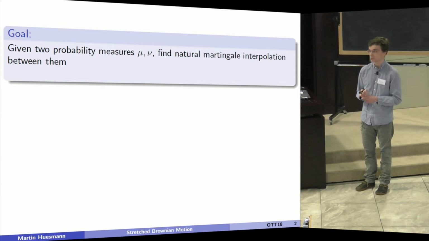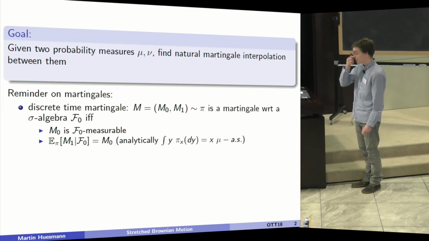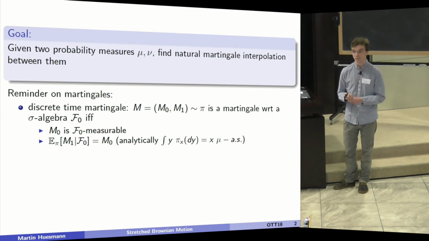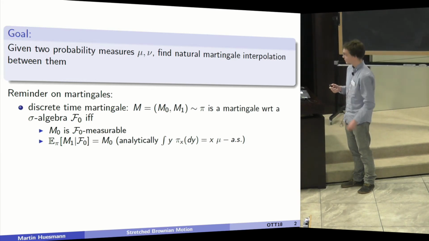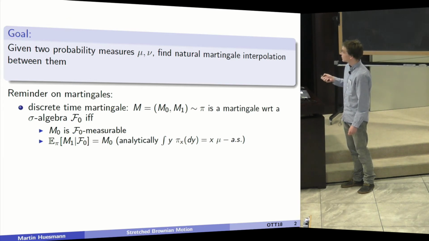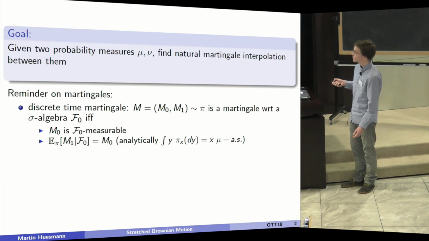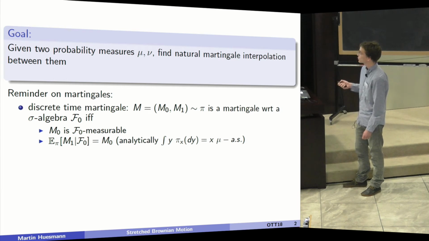Now this audience is quite diverse, so let me give you a very quick reminder on martingales. I don't expect any of you to be an expert, so if you have any questions in between, just stop and ask. The very basic object is a discrete time martingale, really just a one-step process in time. It's a martingale with respect to F0, a sigma algebra, if the first random variable M0 is F0 measurable, and if the conditional expectation of M1 with respect to F0 is M0. Or in analytical terms, if you take a disintegration of the joint distribution with respect to the first margin and take the mean of this, it should give you M0. This is the analytical version of this expression.